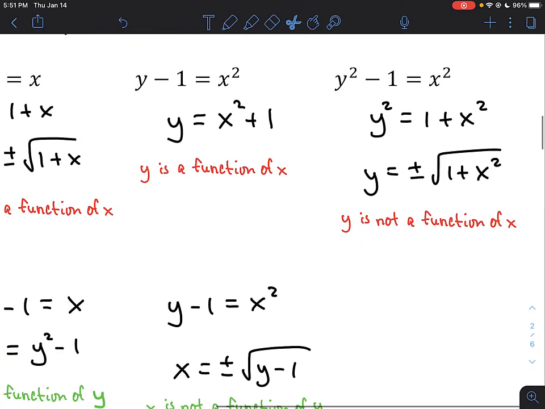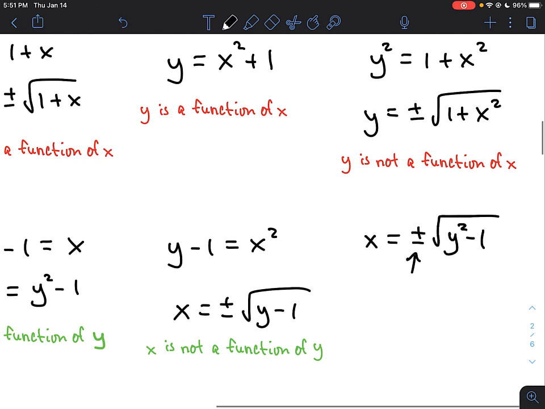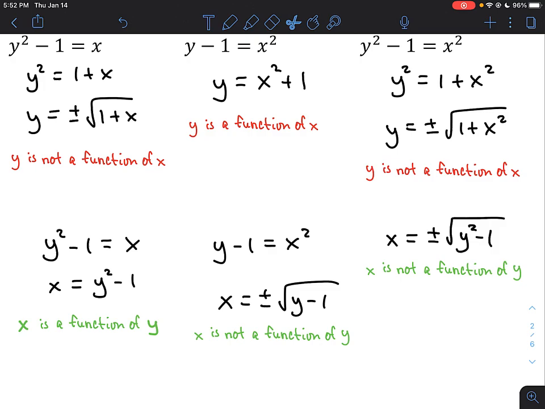And let's look at the last one here. If I'm trying to solve for x, notice there's an x squared right there again. I'm going to have to take a square root, which means I'll have a plus or minus, and we have a y squared minus 1. This plus minus again is going to be the problem, because if you start with any y coordinate, like 7, it would yield 2 different x coordinates because of the plus and minus. Therefore, x is not a function of y here either.